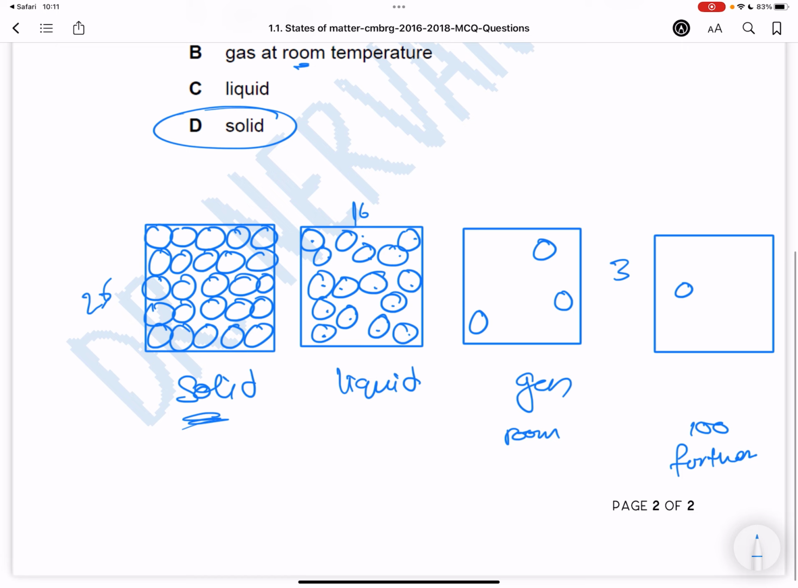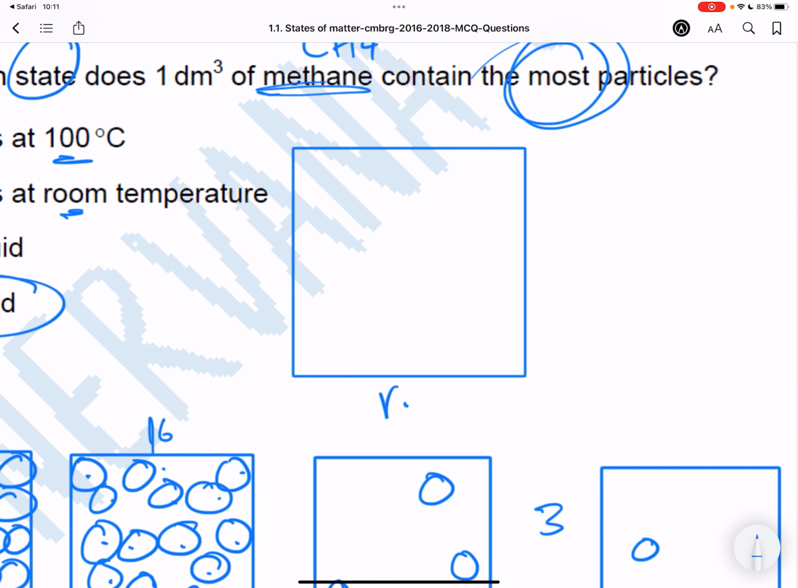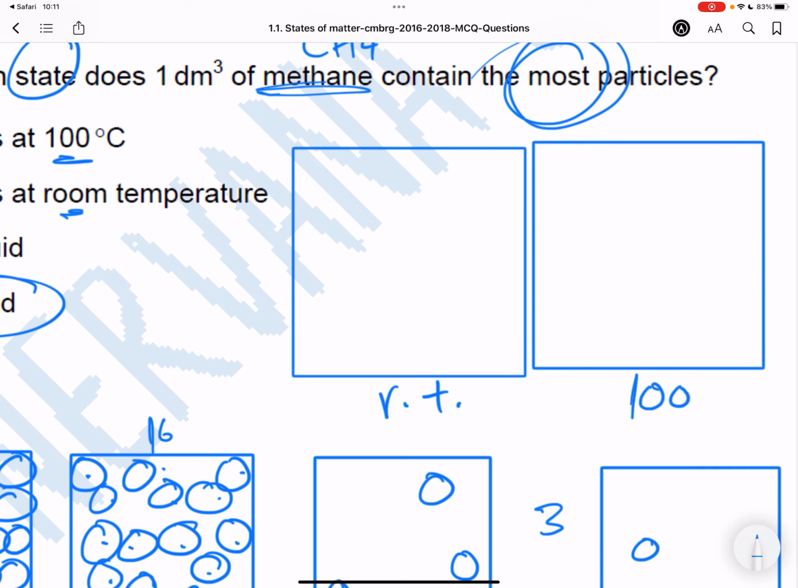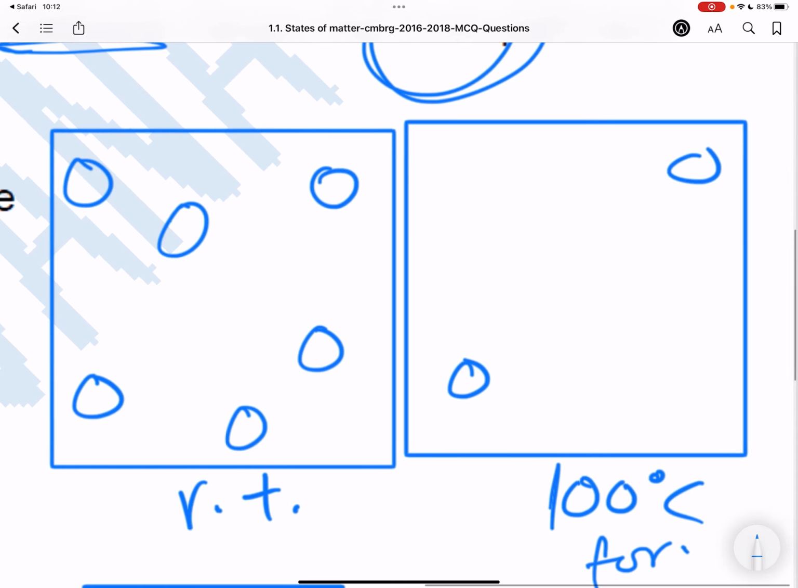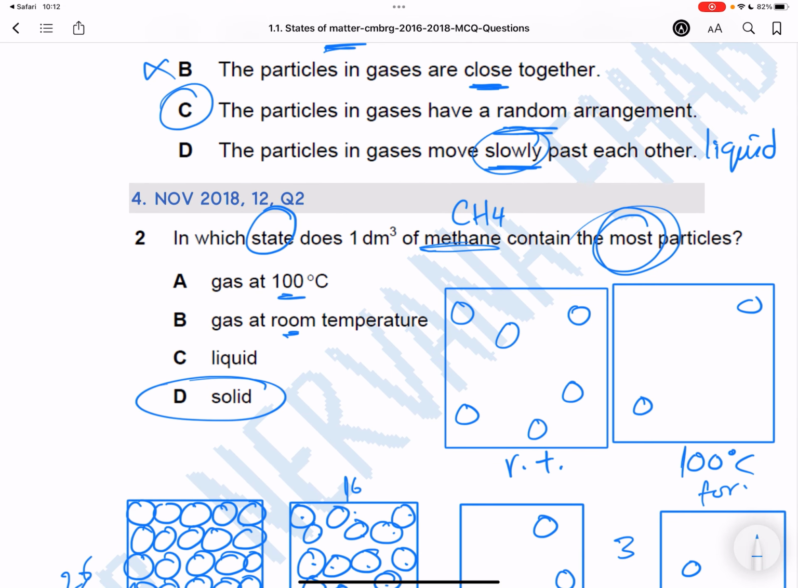Okay, I'm going to draw this again. So if we have a container here at room temperature, and another equal container here at 100 degrees C. If the gas looks kind of like this at room temperature, far apart randomly, at 100, they're going to be even further apart. They're going to be so far from each other that if you have the same volume, you're going to have less particles. So as you heat it up, you're going to have less and less particles per unit volume. So we're sticking to 1 decimeter cube.